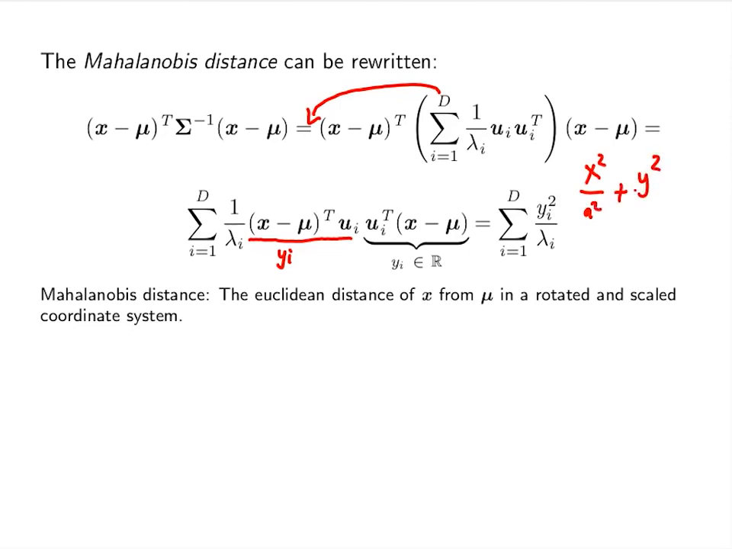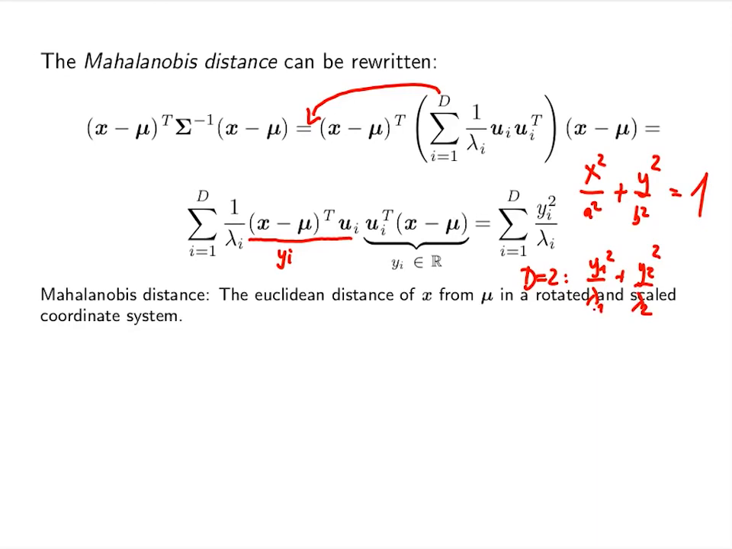So x and y being the two coordinate axes, and we often fix the radius to be 1. And now you see for d equals 2, we have exactly this. Okay, so we have a formula that represents an ellipse.